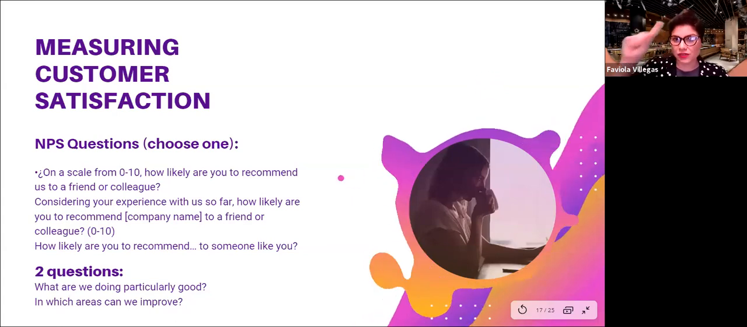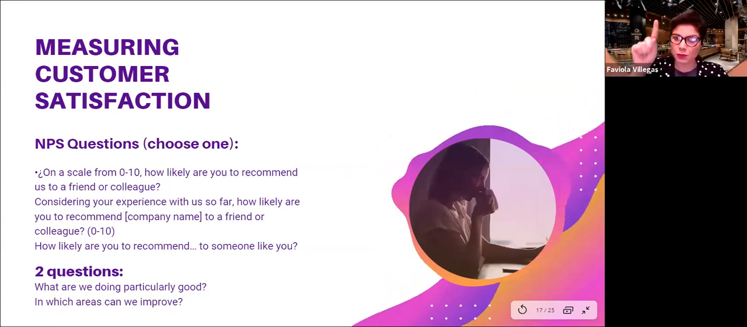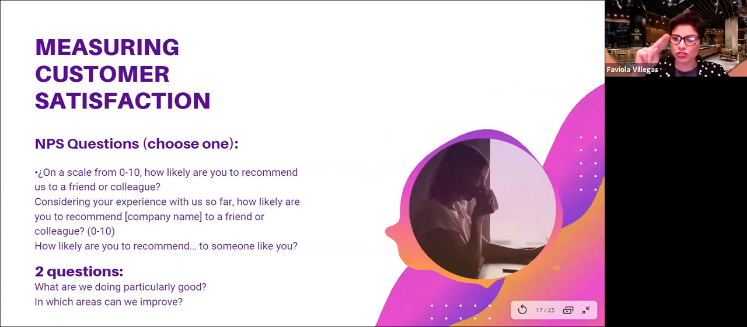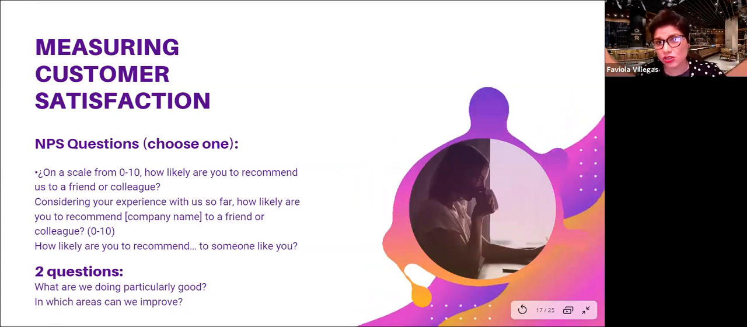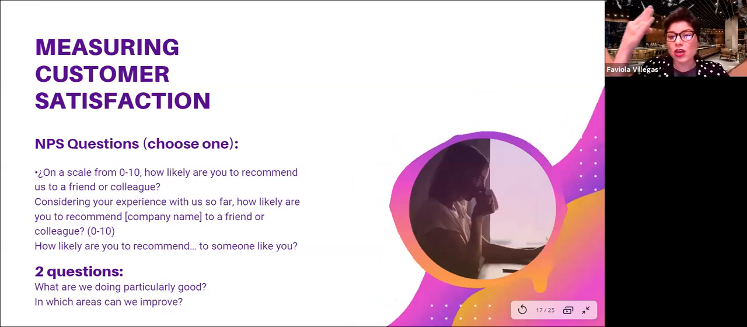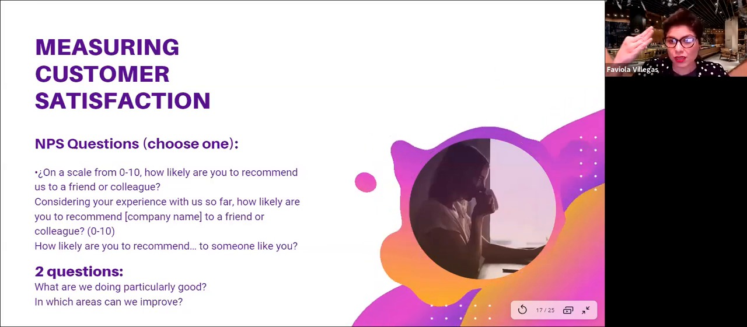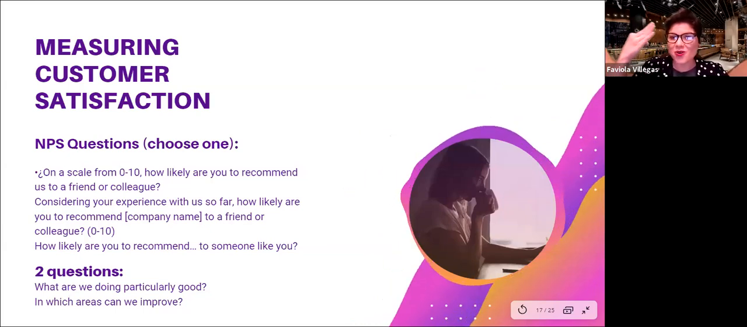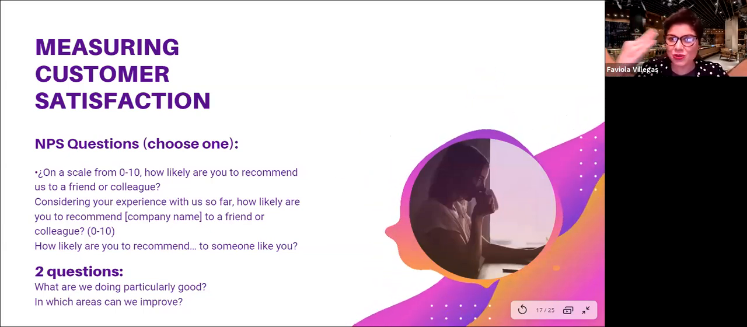So if you ask this first question, 0 to 10, you will have your Net Promoter Score. And also two questions, what are we doing particularly good or well? Or in which areas can we improve? A 3 question survey, and you're going to know which areas you need to improve.